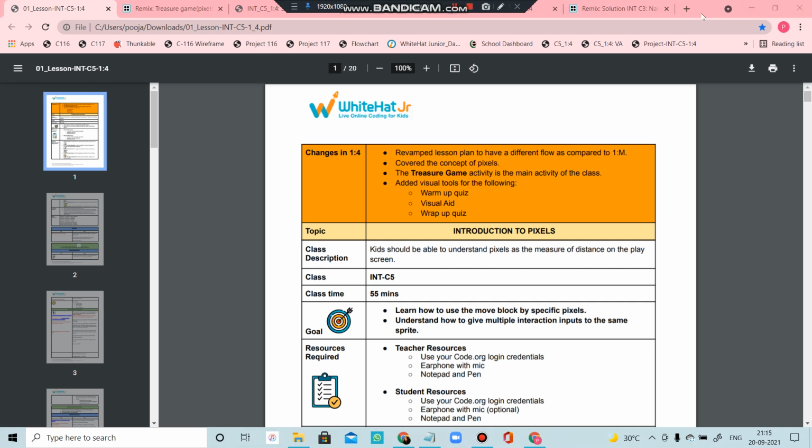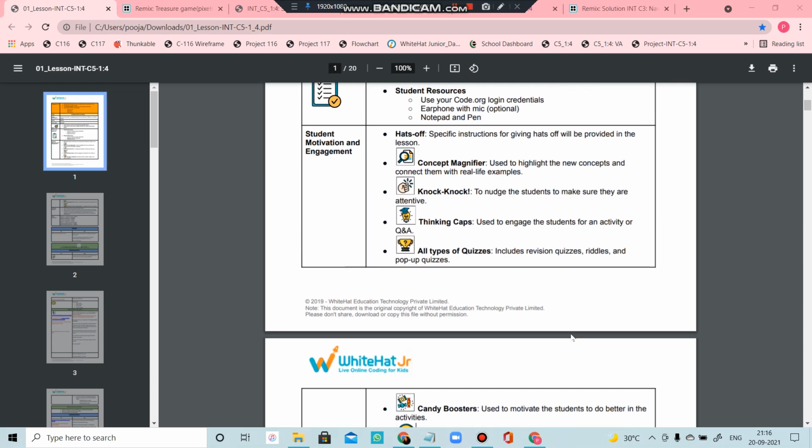Hello teachers, today I'm going to discuss intermediate level C5, Introduction to Pixels. The class description is kids should be able to understand pixels as the measure of distance on the play screen. The goal of the class is to learn how to use the move block by specific pixels, and understand how to give multiple interaction inputs to the same sprite.